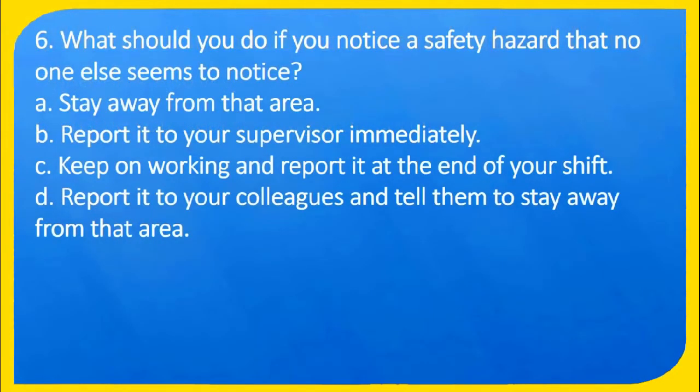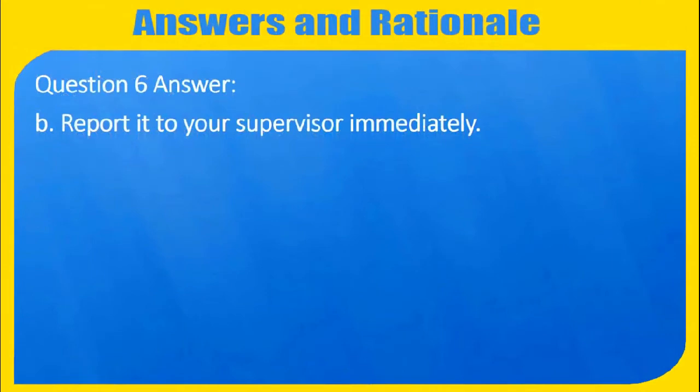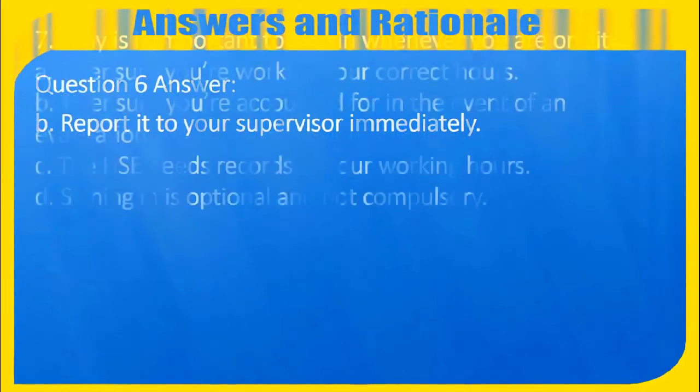Question 6. What should you do if you notice a safety hazard that no one else seems to notice? A. Stay away from that area. B. Report it to your supervisor immediately. C. Keep on working and report it at the end of your shift. D. Report it to your colleagues and tell them to stay away from that area. Question 6 Answer, B. Report it to your supervisor immediately.